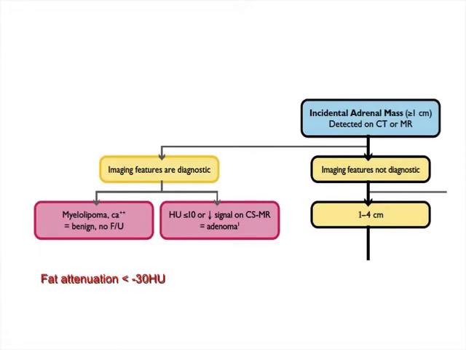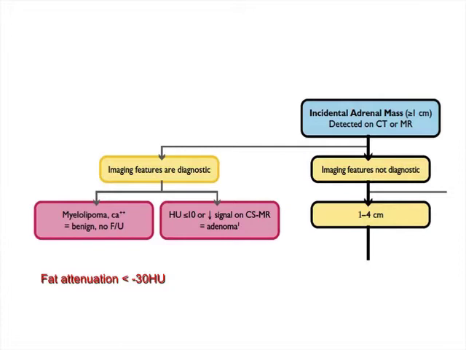So are there any imaging features that we can use that allow us to make a confident diagnosis of a benign lesion? And in fact, there are several. On CT, if we see fat attenuation within the lesion below negative 30, that indicates that it's a myelolipoma. There are very rare reports of adrenal cortical carcinomas and pheos containing macroscopic fat on imaging, but they're extremely rare. So from a practical point of view, if you see macroscopic fat, it's a myelolipoma, it's a no-touch lesion.